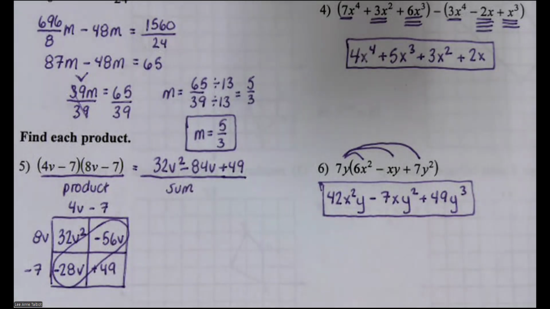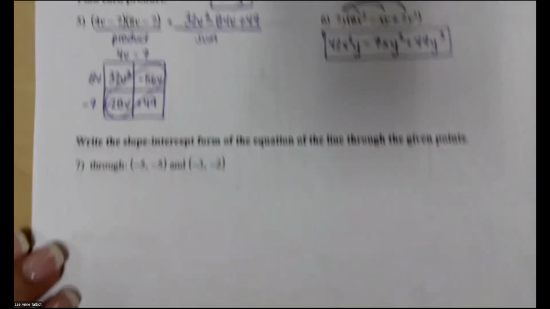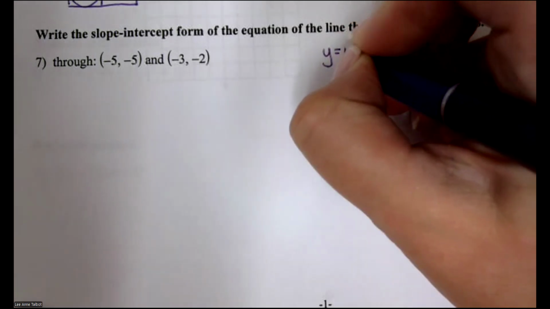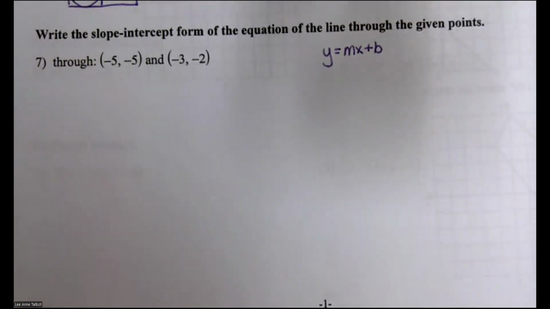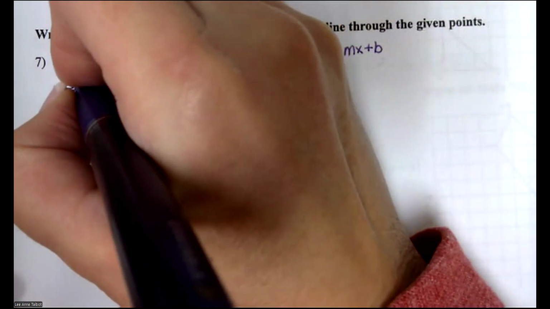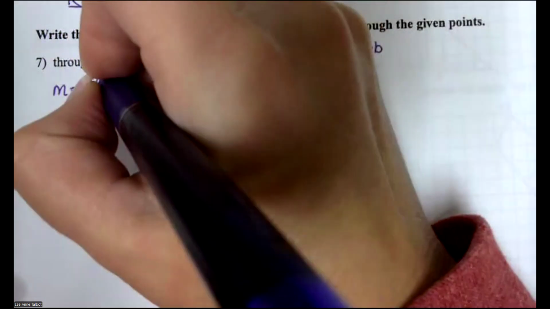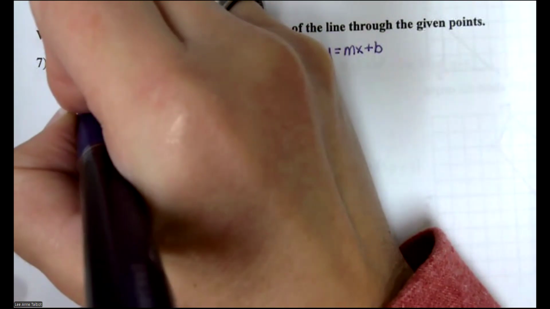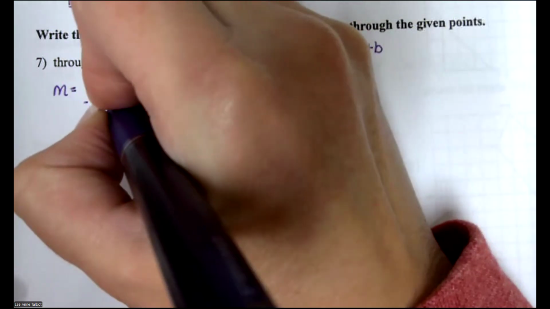Sure. Okay. All right, move down to number 7. Write the slope-intercept form of the equation of the line to the given points. Slope-intercept form means y equals mx plus b. And we're going to find the slope first. Y2 minus y1 over x2 minus x1.